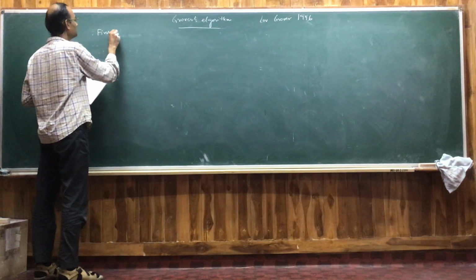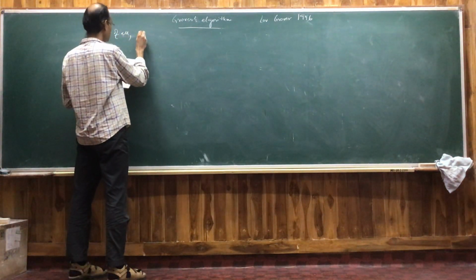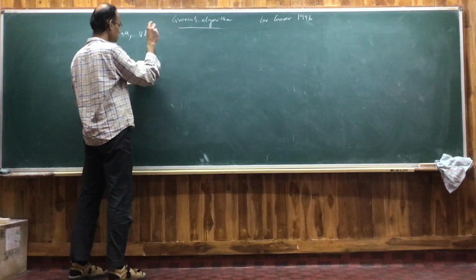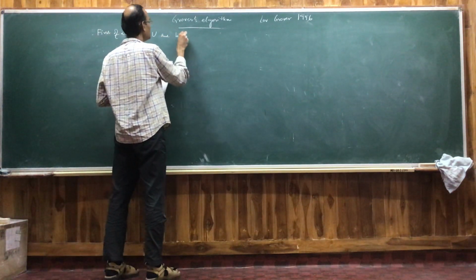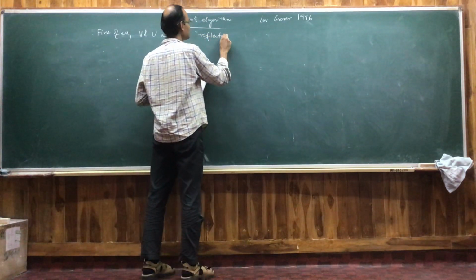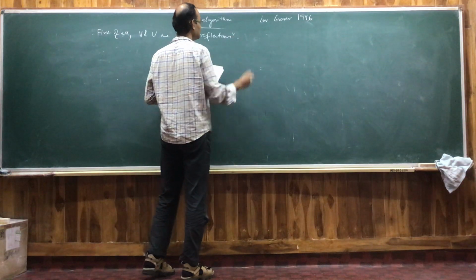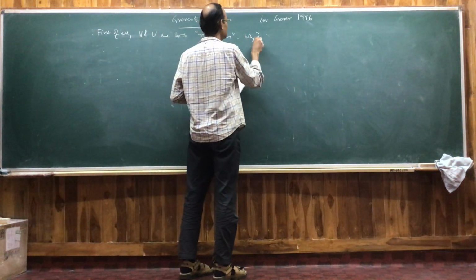So first of all, note that this V and U, these two unitaries, are both reflections. What is a reflection?